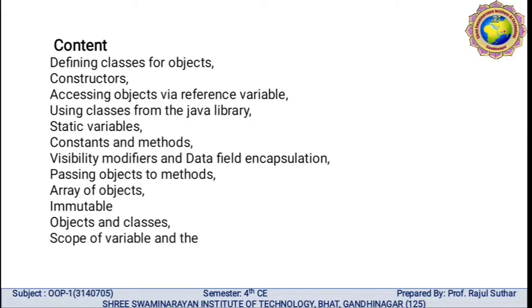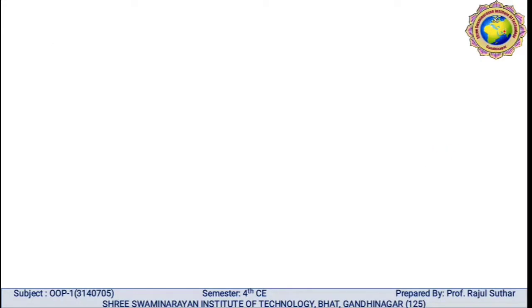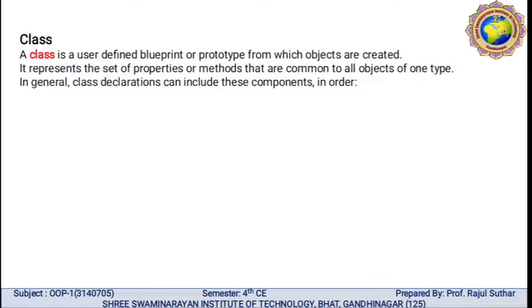We will discuss static variables, constants and methods, visibility modifiers and data fields as well as encapsulation, passing objects to methods, array of objects, immutable objects in classes, scope of variables and this reference. Let me discuss one by one. So first of all, what do you mean by class? We are all familiar with the class.